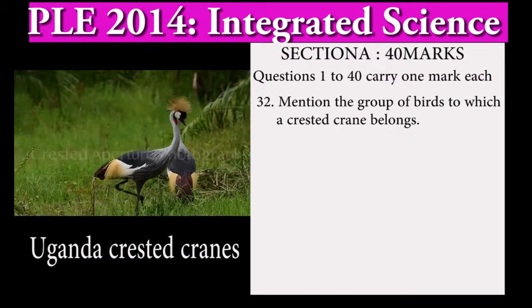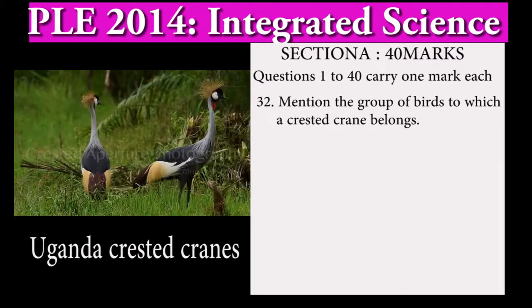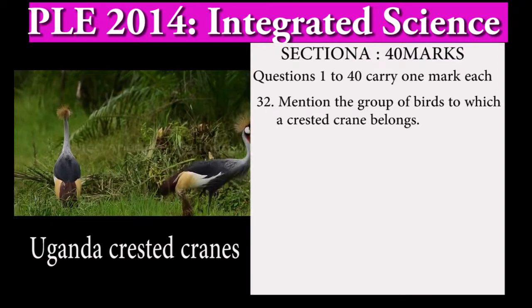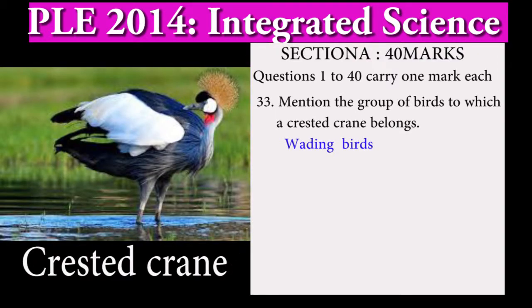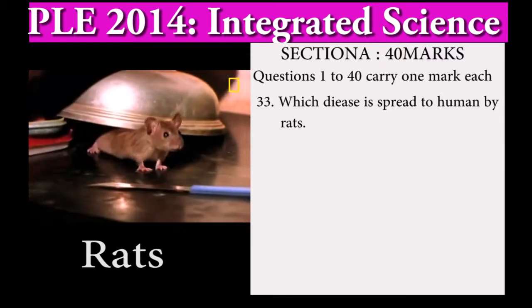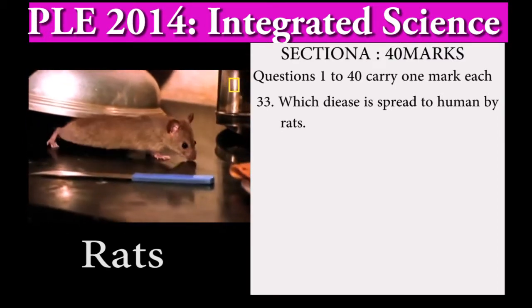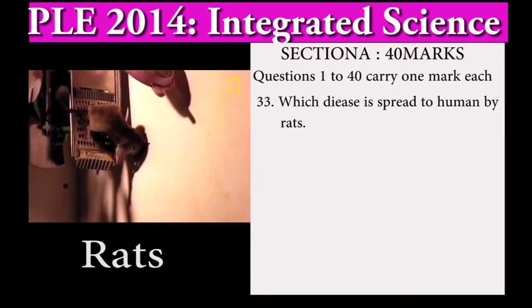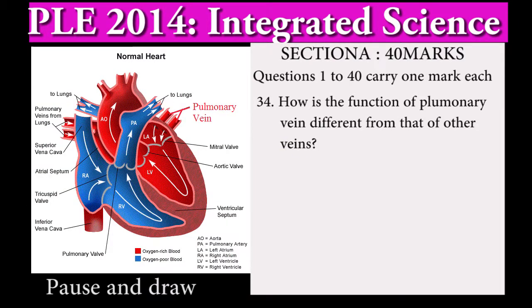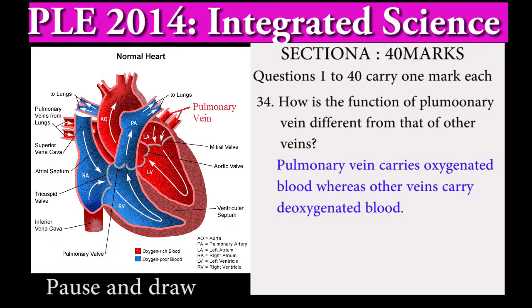Number 32. Mention the group of birds to which a crested crane belongs. Wading bird. Number 33. Which disease is spread to humans by rats? That's plague. Number 34. How is the function of pulmonary vein different from that of other veins?